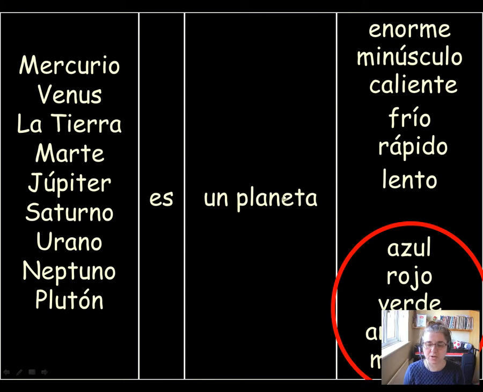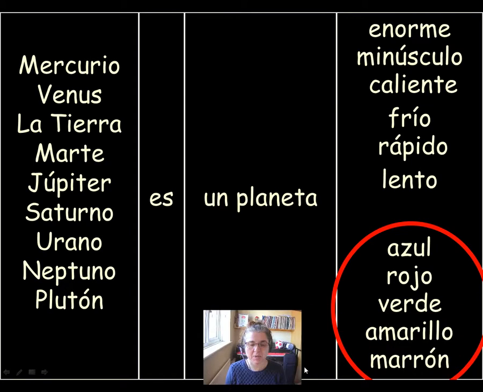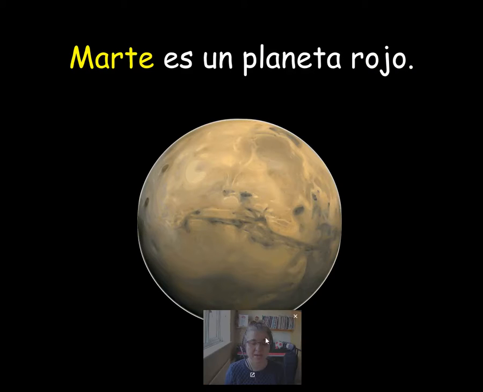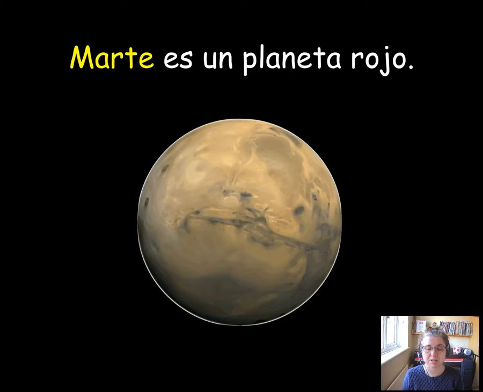Now, we could, if we wanted, add some other adjectives as well. We could add some colours in, couldn't we? Because sometimes colours are associated with certain planets. Mars, for example, is sometimes called the red planet. Let's see how they would fit into our descriptions.